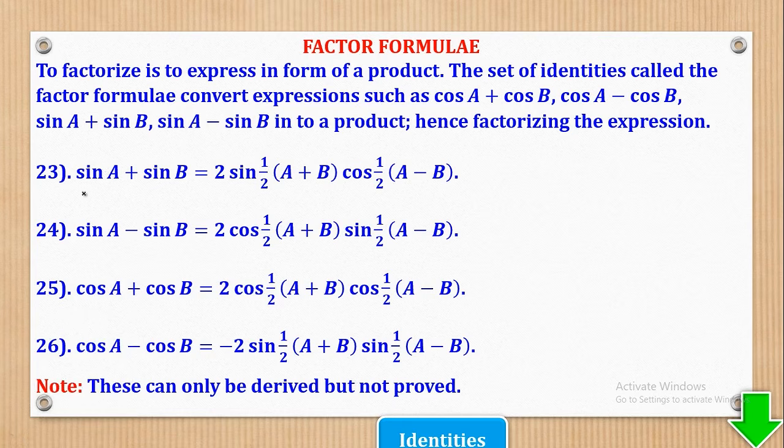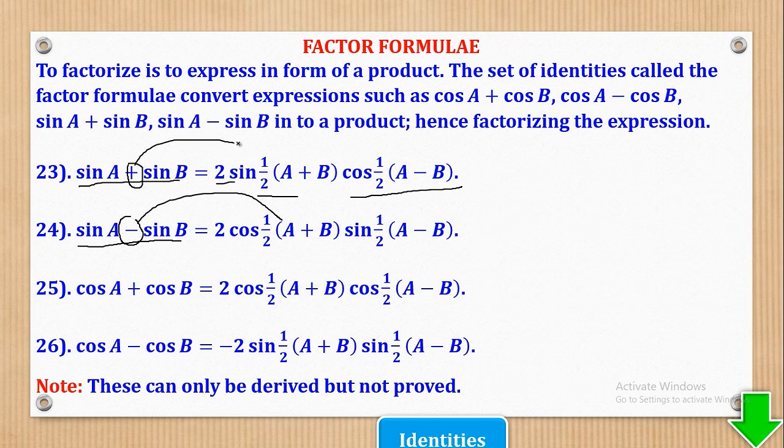So the first one says that sine A plus sine B is equal to 2 sine (A plus B) over 2 multiplied by cos (A minus B) over 2. That is for sine A plus sine B. Then for sine A minus sine B, it is 2 cos (A plus B) over 2 multiplied by sine (A minus B) over 2. I think you realize that for minus here, it is cos with the bigger angle, and for addition here, it is sine with the bigger angle.